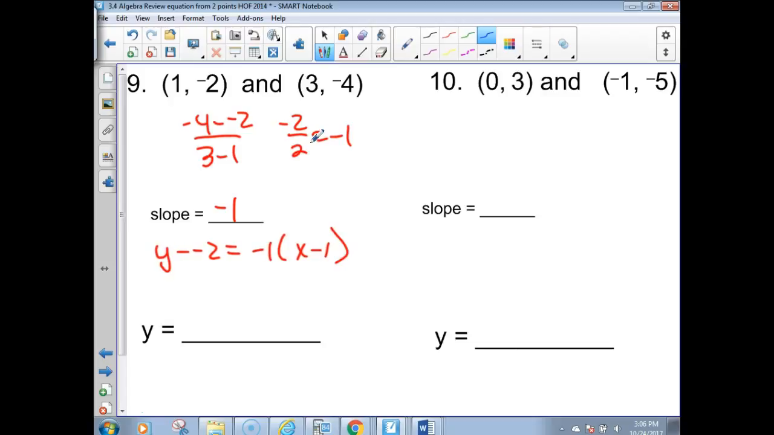Any problems with your slope? Okay, should have y plus 2 equals -1x plus 1. We'll need to subtract 2 from both sides. Our answer for number 9 should be -1x minus 1. And if you just wrote y equals -x minus 1, that's correct. Any problems with 9?